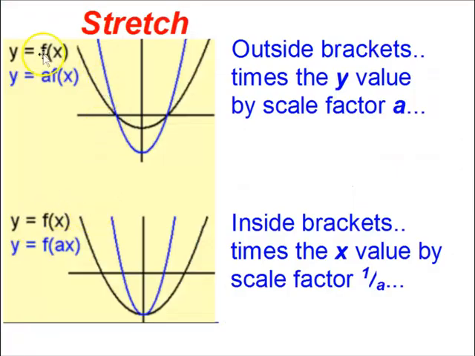So just to summarize, if we have y is equal to f of x as our original curve, and then we have y is equal to a f of x, where the a is outside the brackets, we multiply the y value by scale factor of a. If our original curve is y is equal to f of x, and we have y is equal to f of a times x, where the a is inside the brackets, we multiply the x value by scale factor of 1 over a. So we're going to have a look at these examples now. We've already looked at those ones a couple of minutes ago.